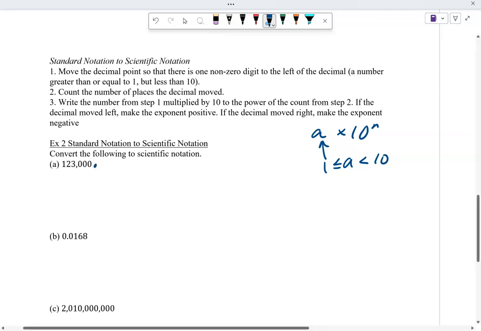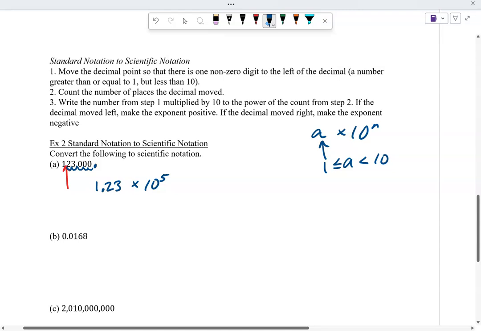Right now it's right here, 123,000. The decimal's right there at the end. And you got to determine, where is it supposed to be? Well, I don't want it right here, because then I'd have 123. That's too big. I do want it, how about right there, 1.23. That's the number that I want. So I got to move it to there. How many times do I move it? 1, 2, 3, 4, 5. So this is 1.23 times 10 to the what?